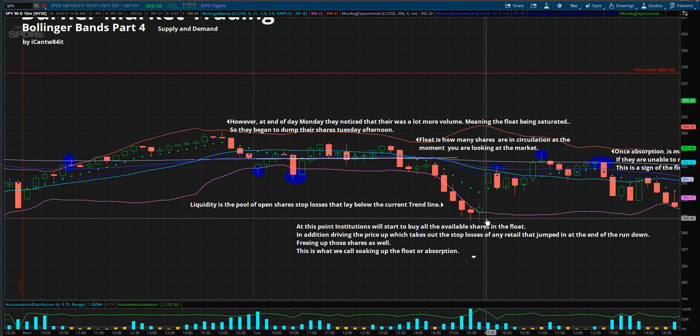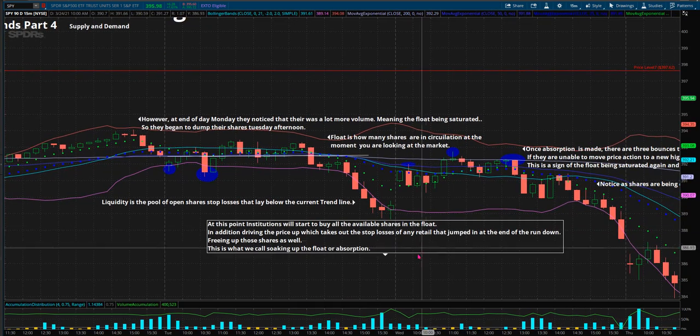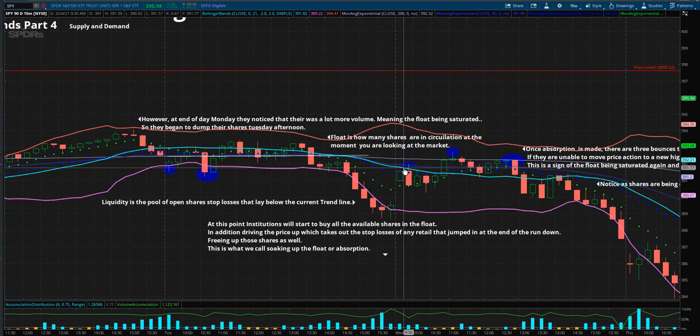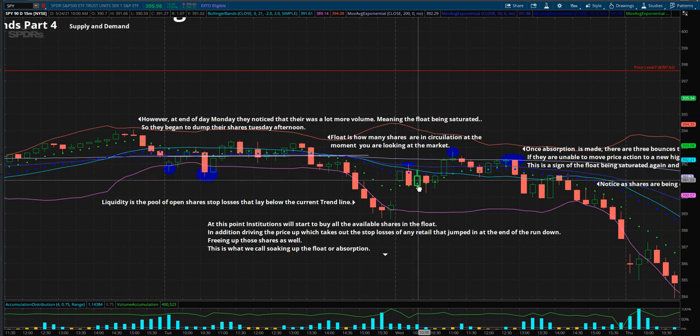And so price jumps up, it starts to move up again. They notice that again, you have 3 times to break for a new higher high after you hit absorption and it jumps up.